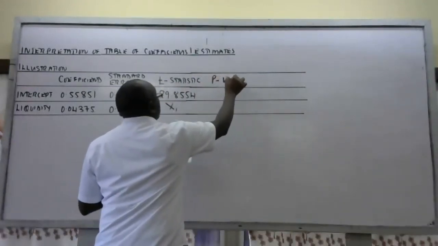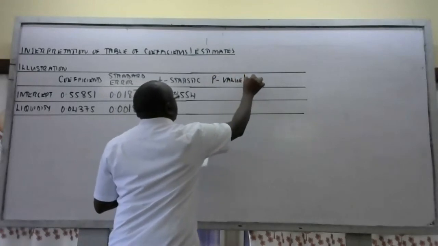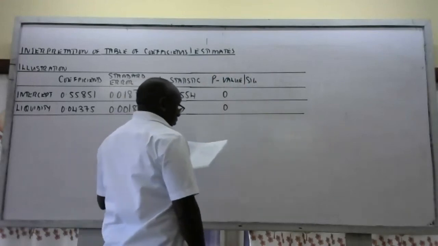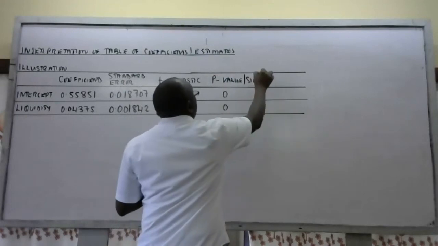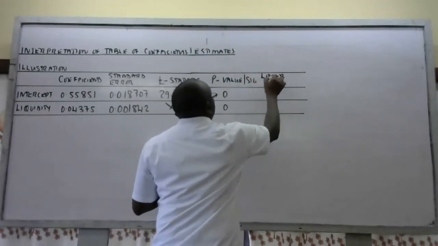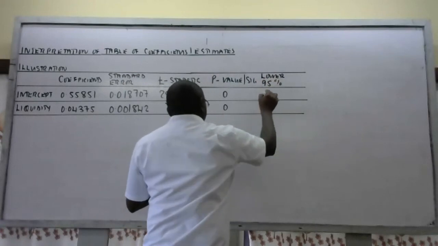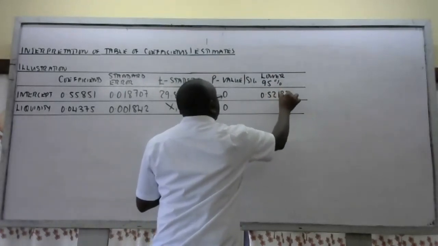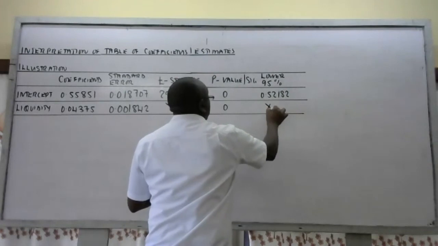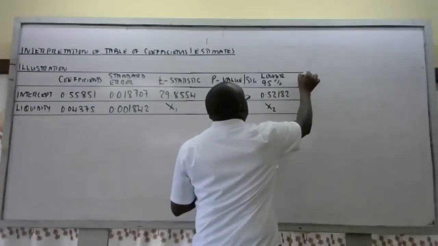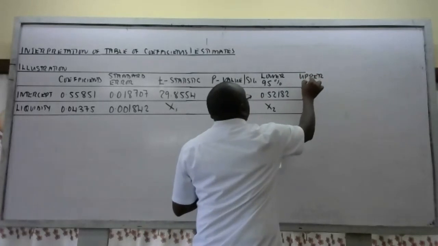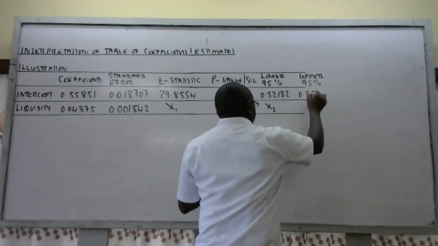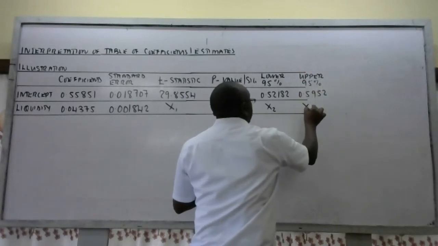P value, stroke seed 0, 0. Then we have lower at 95%, 0.52182. This is X2. Then we have upper at 95%, 0.5952, and this is X3.